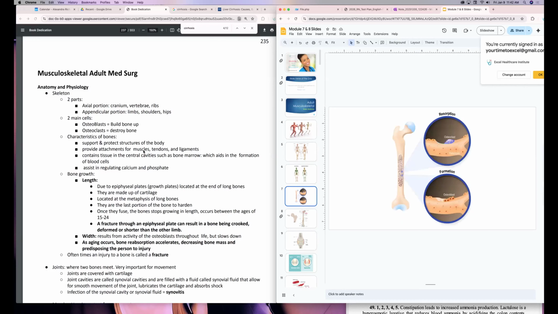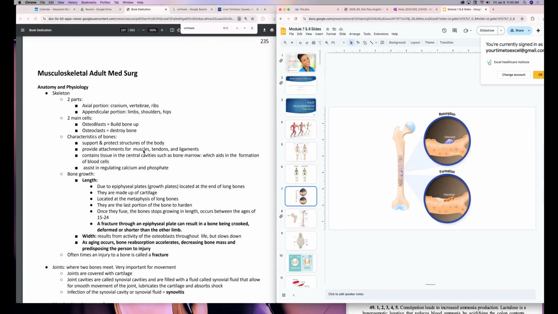Okay. Next up is the characteristics of bone. Bones support and protect structures of the body. They provide attachments for muscles, tendons, and ligaments. And they contain tissues in the central cavities, such as bone marrow, which aid in the formation of blood cells. Also, bones assist in regulating calcium and phosphate levels.